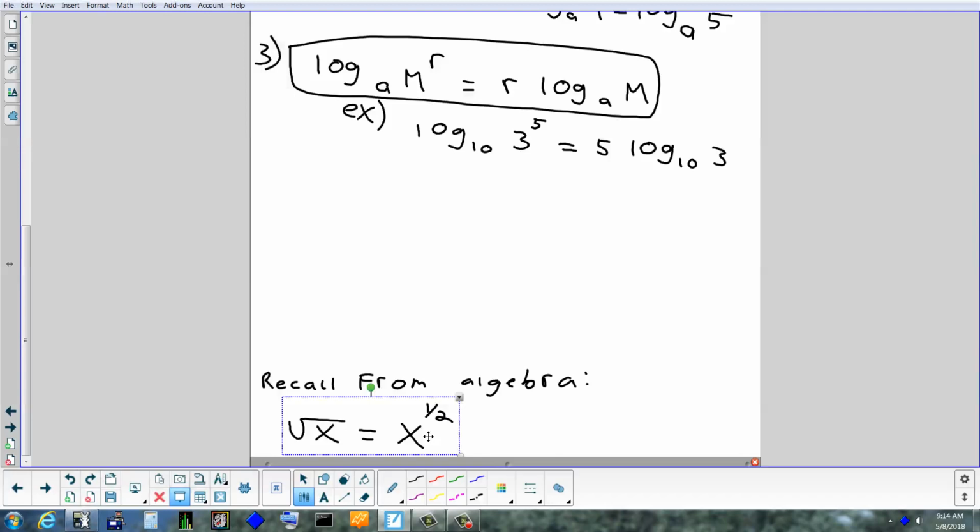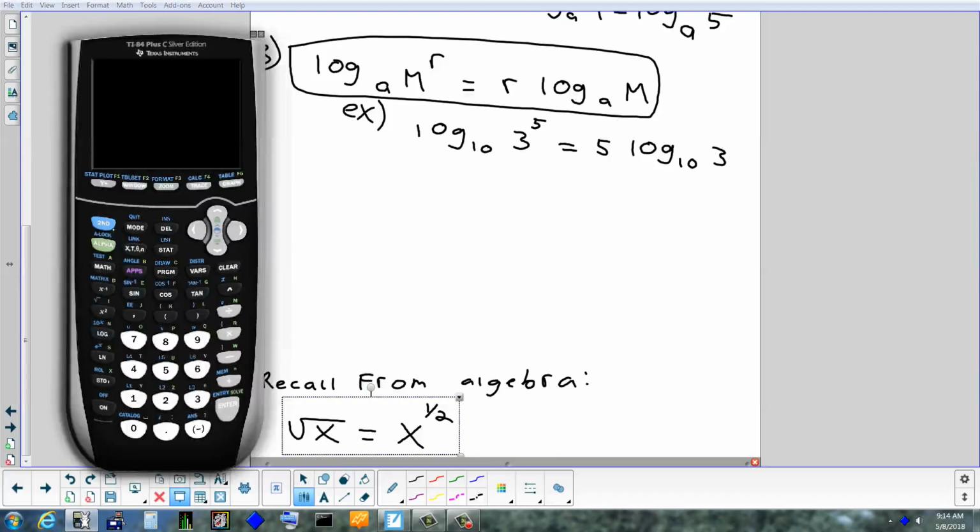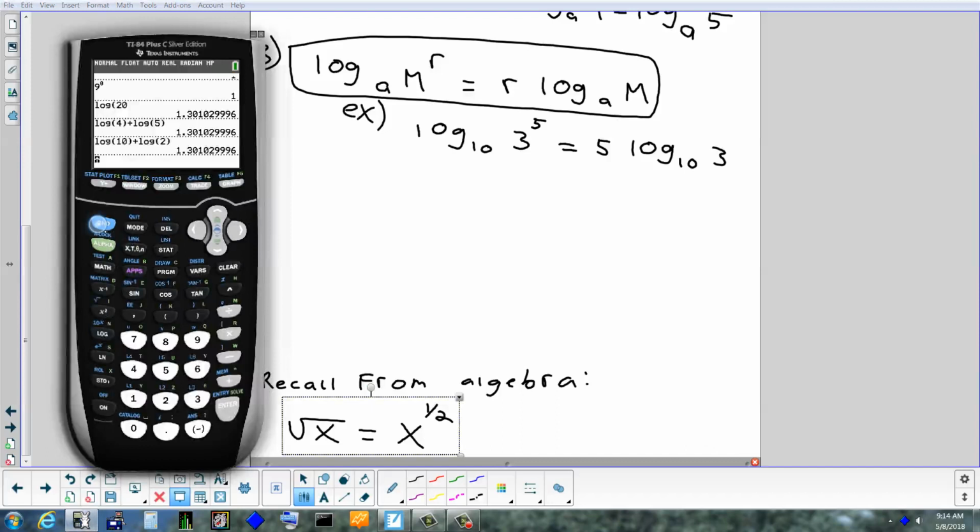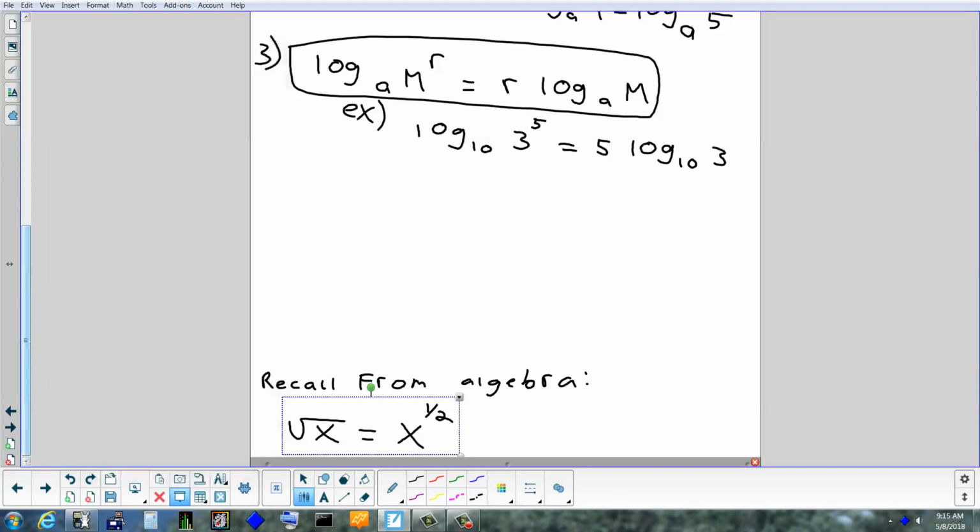And if you don't remember that, just try an example, like take the square root of 16. You get 4. Now take 16 to the 1/2 exponent. You get exactly the same thing, 4. So taking a square root, raising to a 1/2 power means the same thing. Right? So that'll come up a little bit when we look at rule 3, because we're going to have to take an exponent and move it in front. Okay.